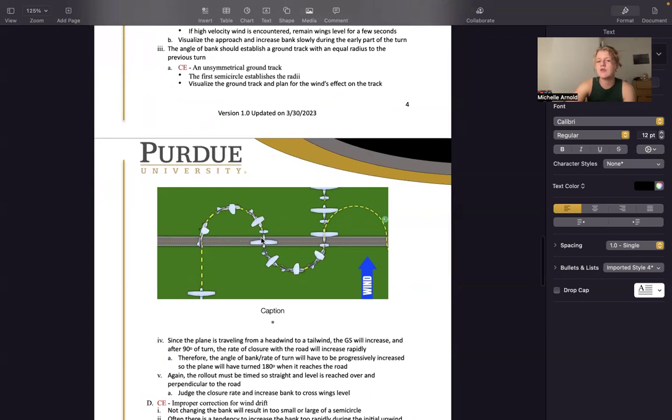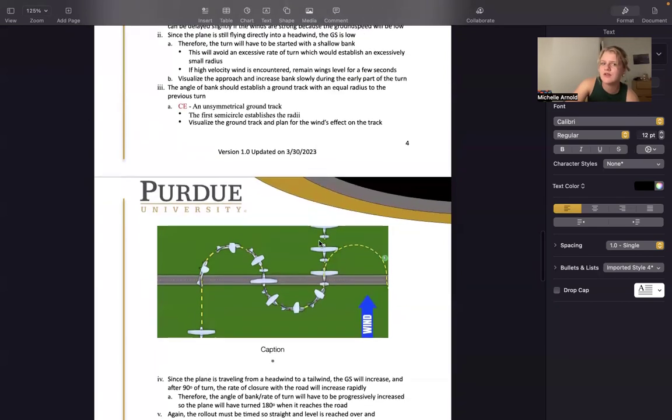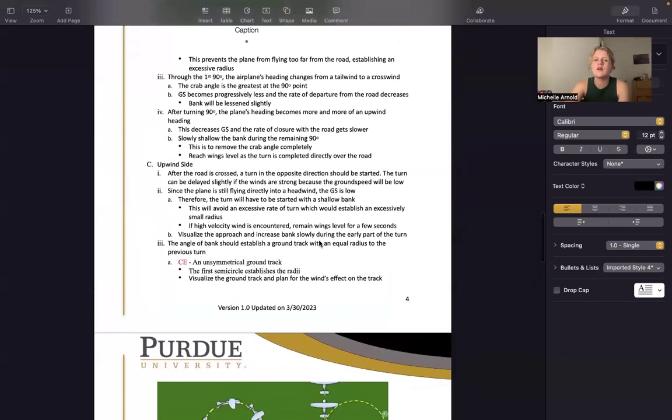And then once you cross your reference line, you're going to start with a shallow bank. And if there's really strong winds, you can even wait a couple seconds before starting that turn, so that you can have the same radius as the first turn. So start with a shallow bank, but then you're going to get a tailwind. So you're going to start a steeper bank, and then you should roll wings level as you cross the reference point again.